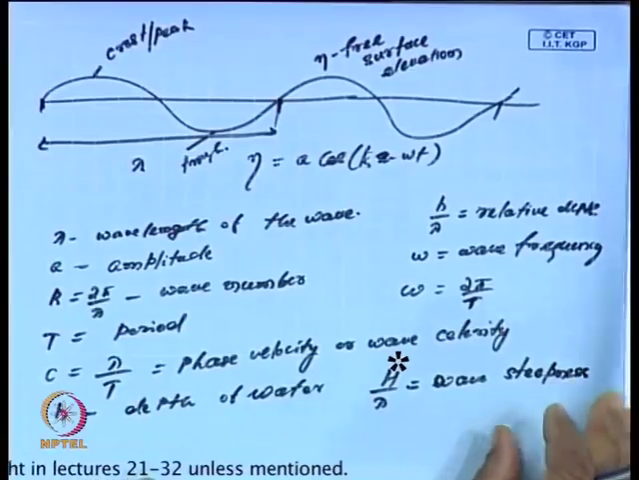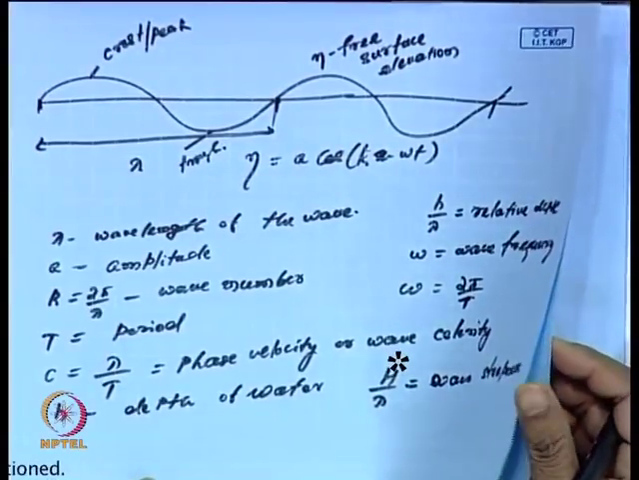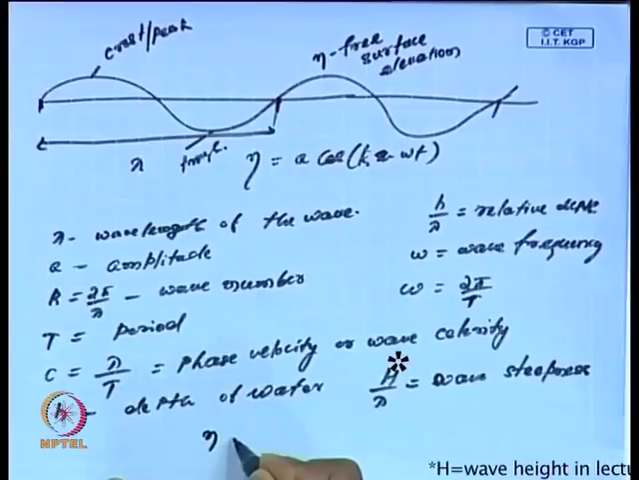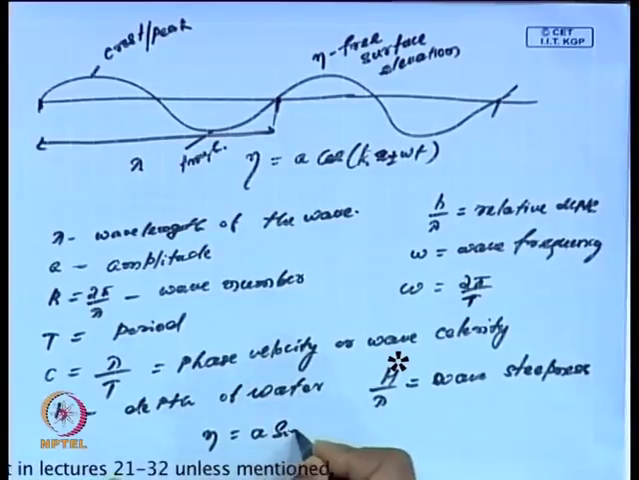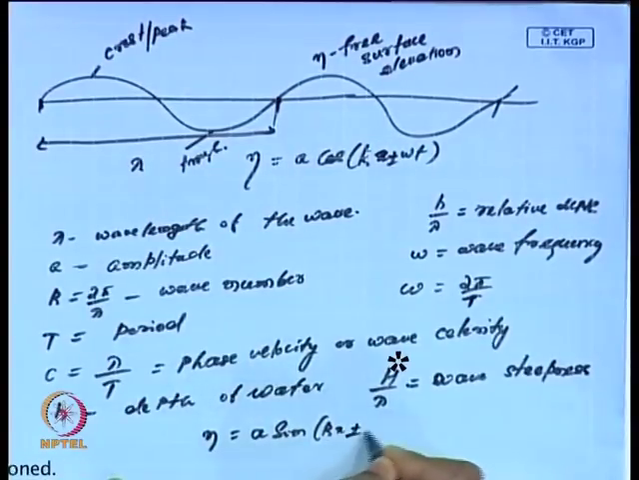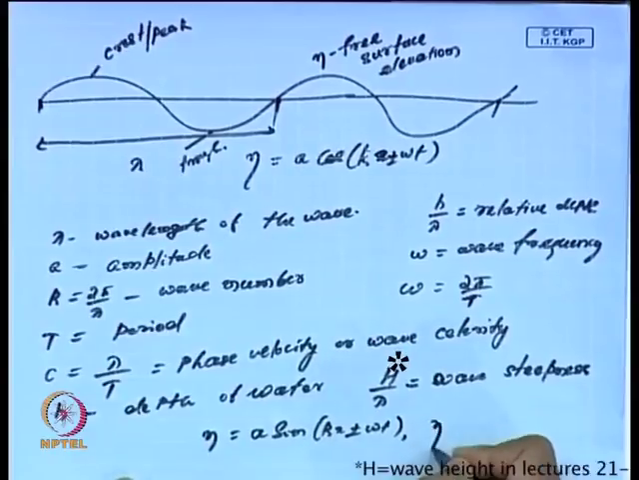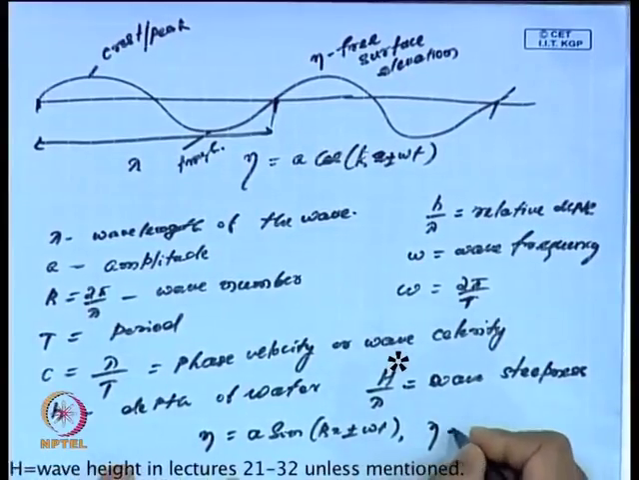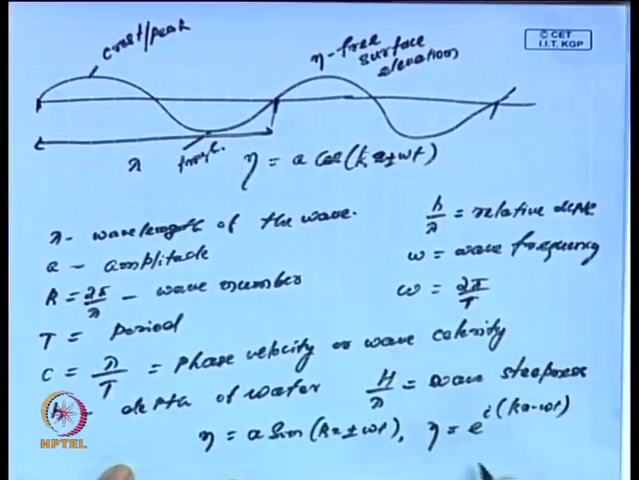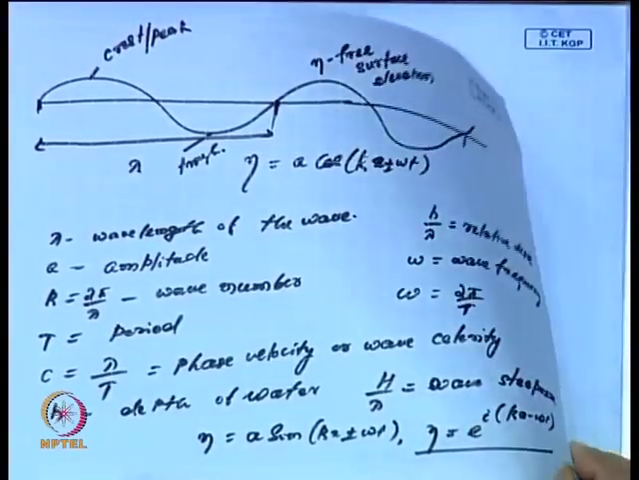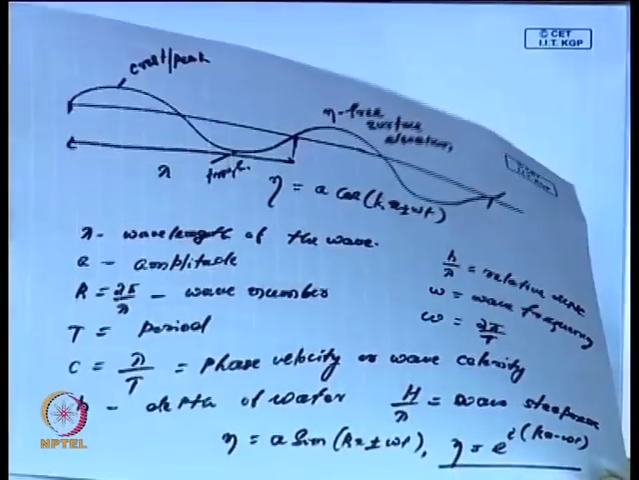Then some of the other simplest waveforms, if I write eta is equal to, in fact we can write, plus minus a sin(kx plus minus omega t). Similarly, we can also have the combined exponential form, e to the power i times (kx minus omega t). In this one, the real and imaginary parts both represent waves. The real part will also give us the sine and cosine waves.